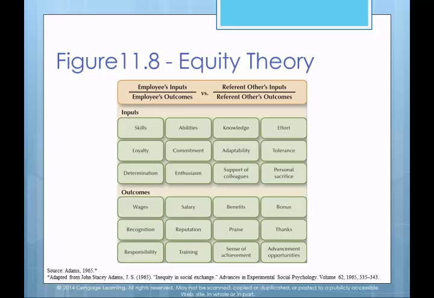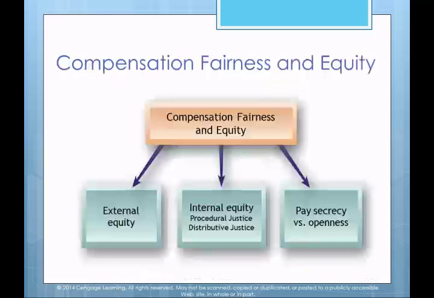So this is a great little chart that is in your book. It gives you a little bit more detail. It was interesting that an HR Solutions International study found that employees often think peers at other firms earn more than they do, but in reality they are usually paid at the same rate. All right, now, compensation, fairness, and equity. You've got three elements of this fairness and equity: external equity, internal equity, and pay secrecy versus openness.